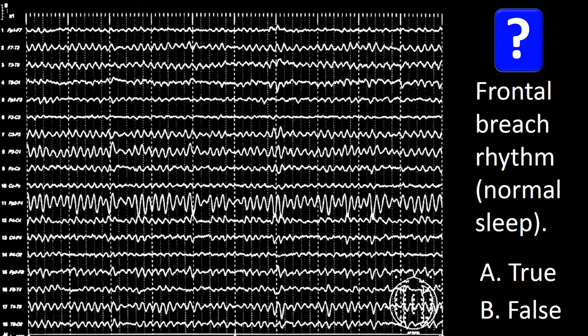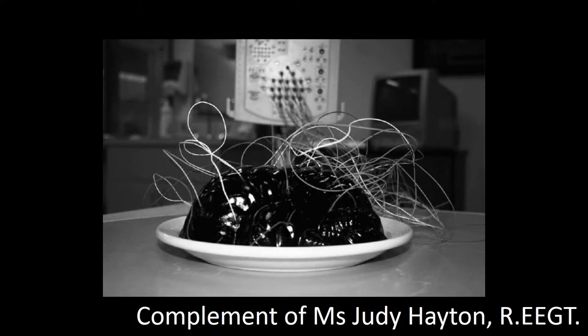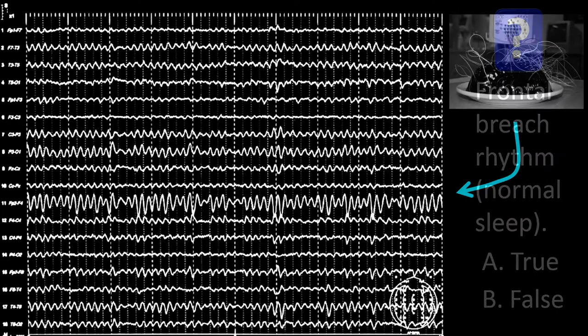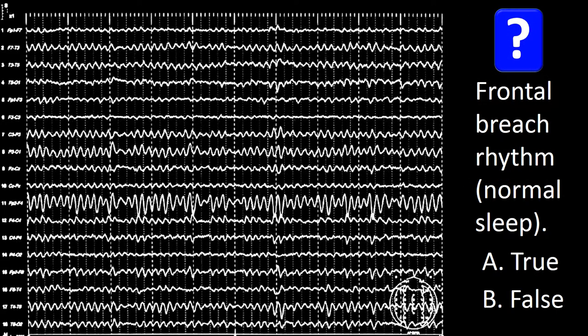Next question, please look at this frame and choose the best answer. Electrical fields are all around. Here, EEG electrodes are connected to a yellow-shaped brain. This is the tracing from that experiment. So the answer to this question is B.